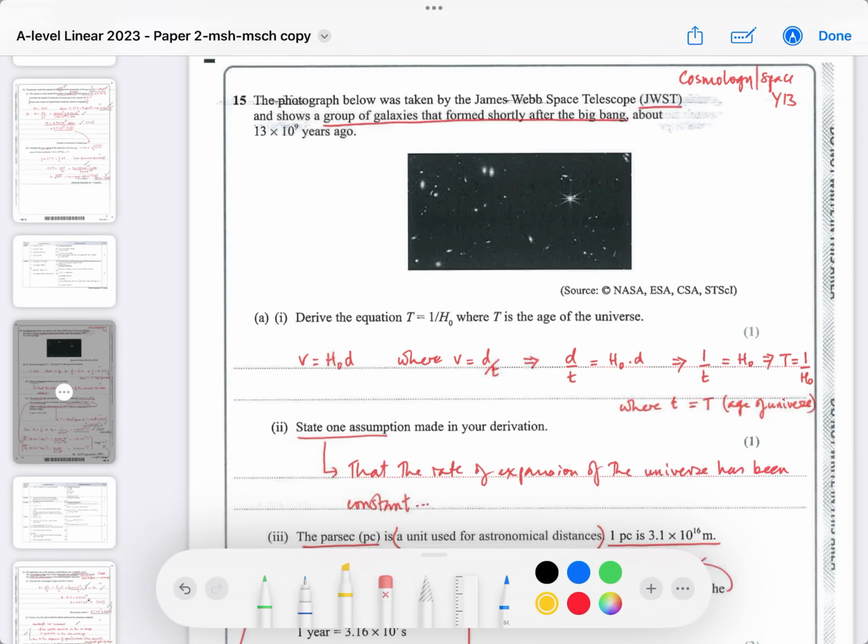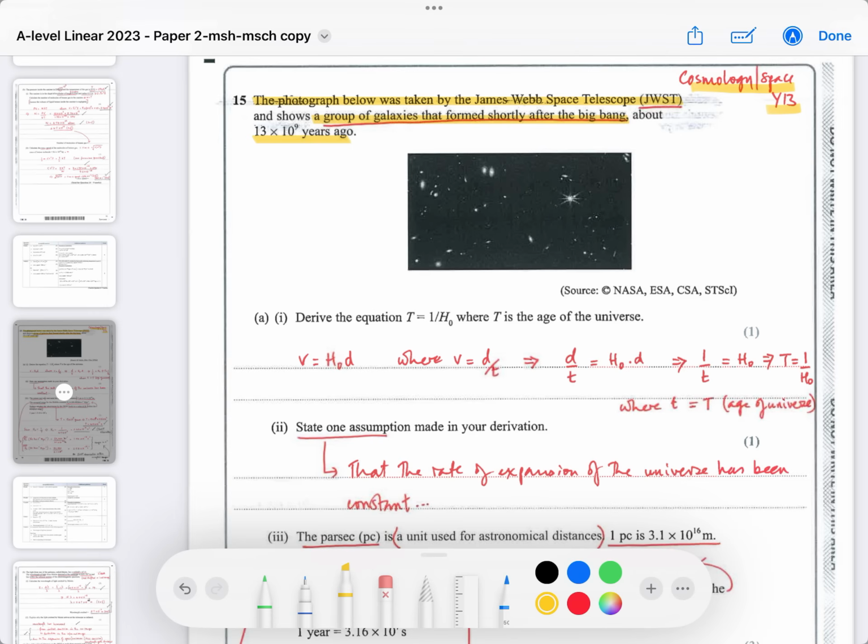So in a star you get nuclear fusion, and here they have a question 15, where the photograph was taken by the James Webb telescope, the space telescope that is a replacement of the Hubble telescope. It comes from the cosmology space section in year 13, so it's very useful for international A-level as well. Again, the syllabuses are almost identical. I haven't found many differences at all. And it shows a group of galaxies that formed shortly after the Big Bang, which was about 13 to 14 billion years ago.